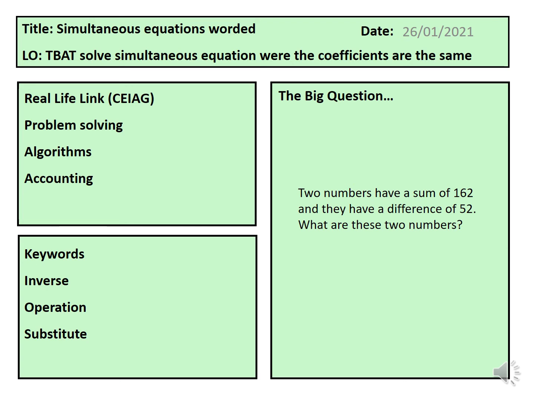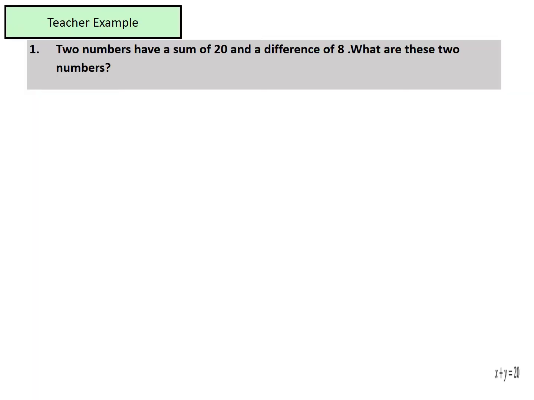So let's begin. You get a problem like this. Two numbers have a sum of 20 and a difference of 8. What are those two numbers? You have to make two equations out of these worded questions, then form a pair of simultaneous equations and then solve them. So let's see what we can make out of the information we have been given.